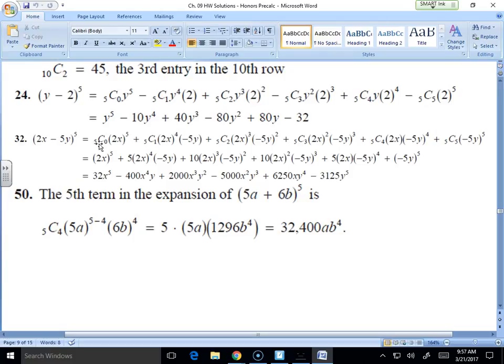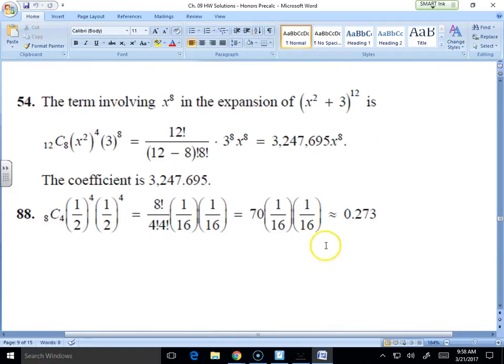And do you guys realize if you were solving, don't you only have to go so far? Like once you have 1, 5, 10, 10, don't you know that it's just going to be 5 and 1? There's that symmetry in Pascal's triangle. Sure. Okay, so number 50, you guys can already check how they plugged it in, how they jumped there. 32,480 to the 4th. Number 54 and 88.